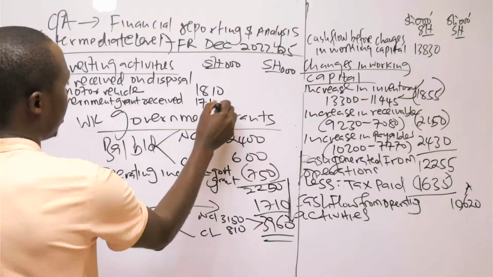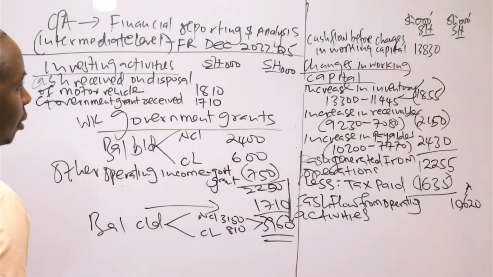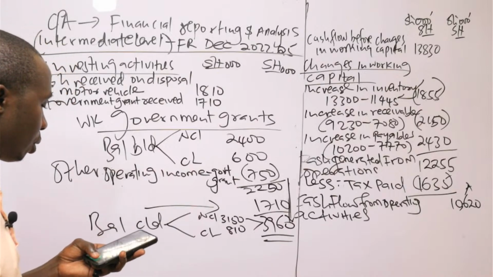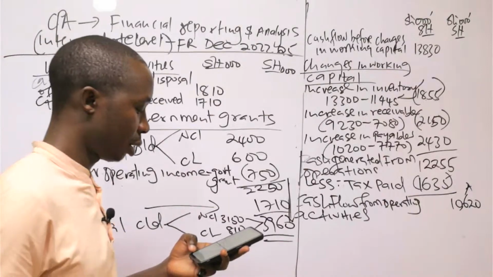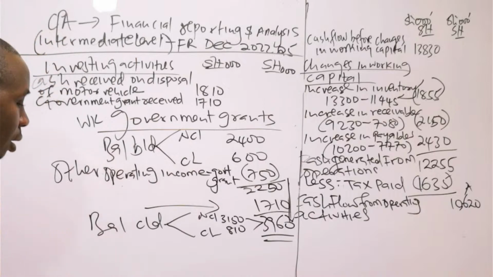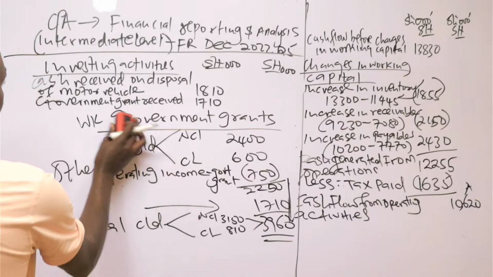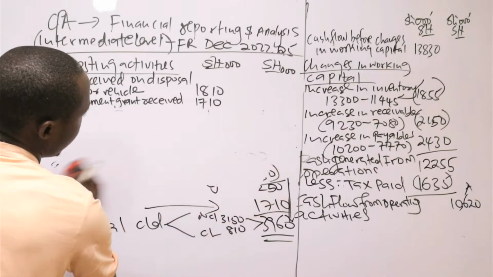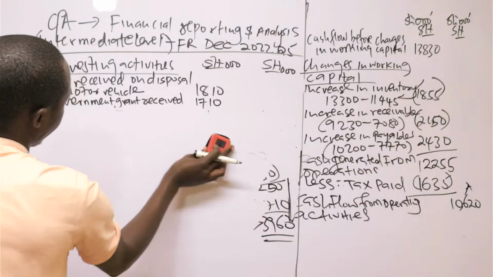So 1710, the government grants received. So what did they pay? Anything they paid? What did they pay?